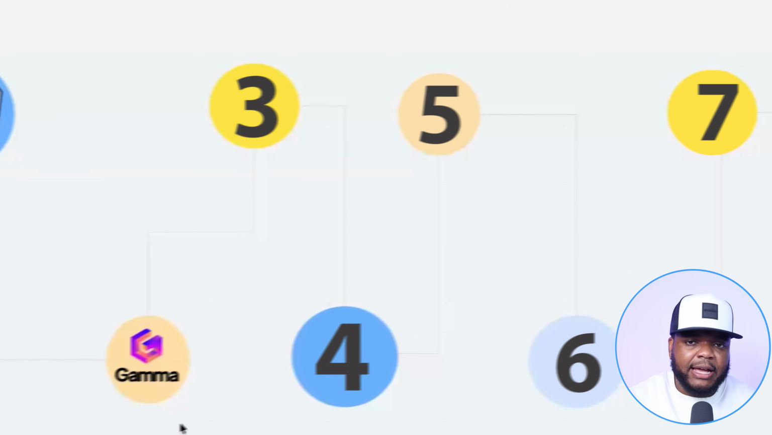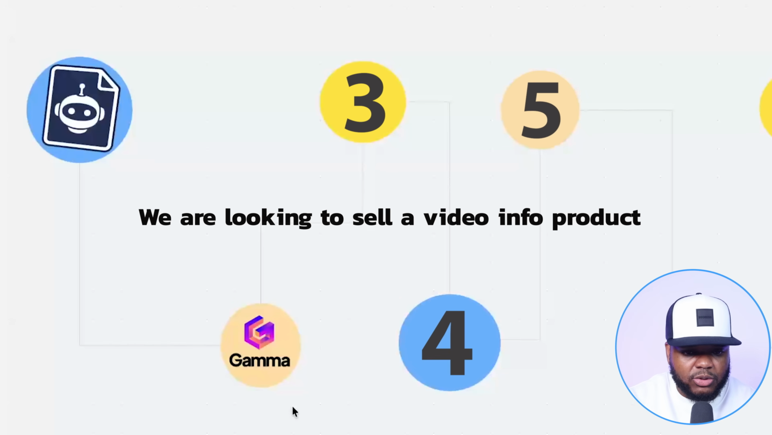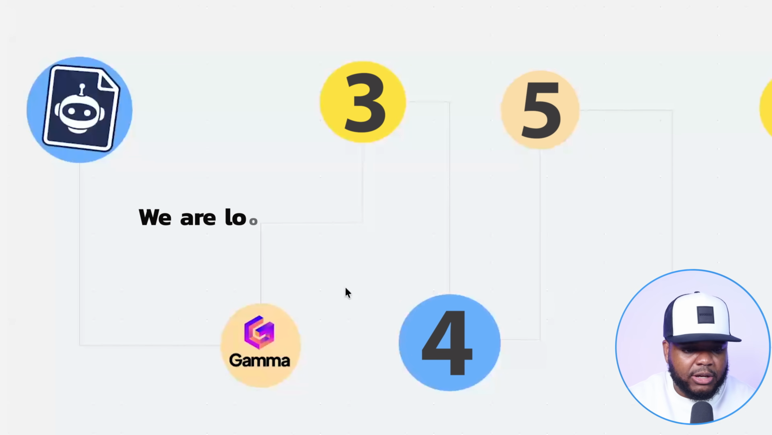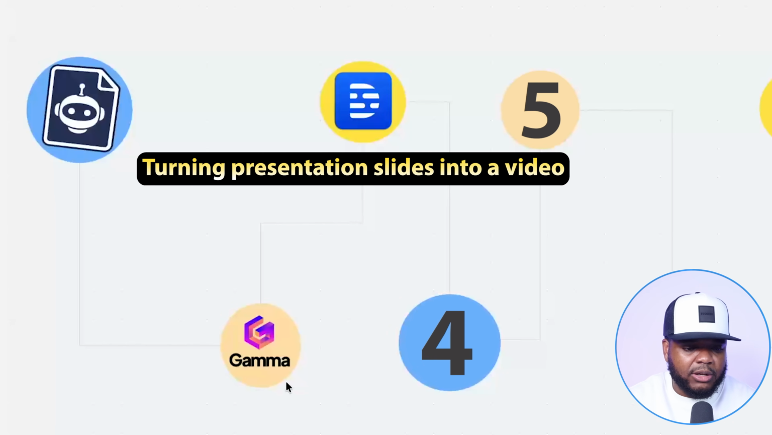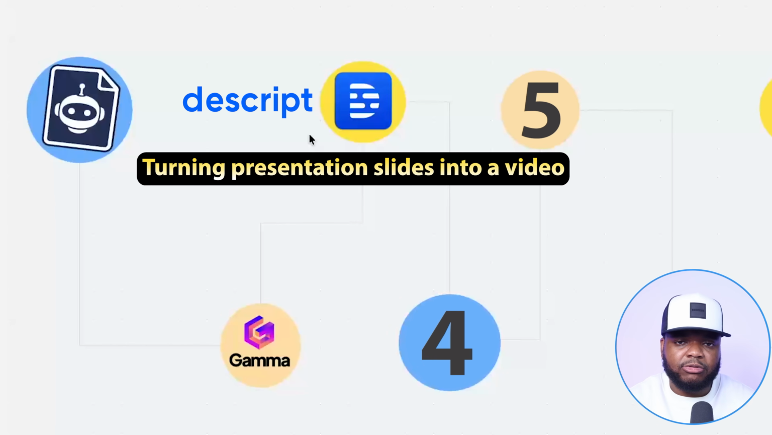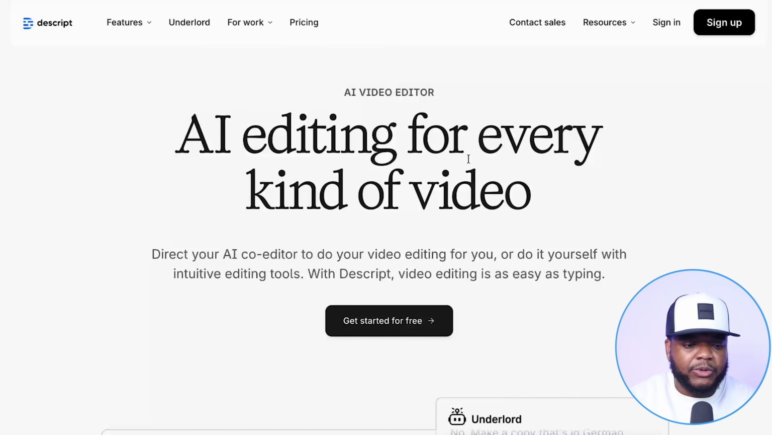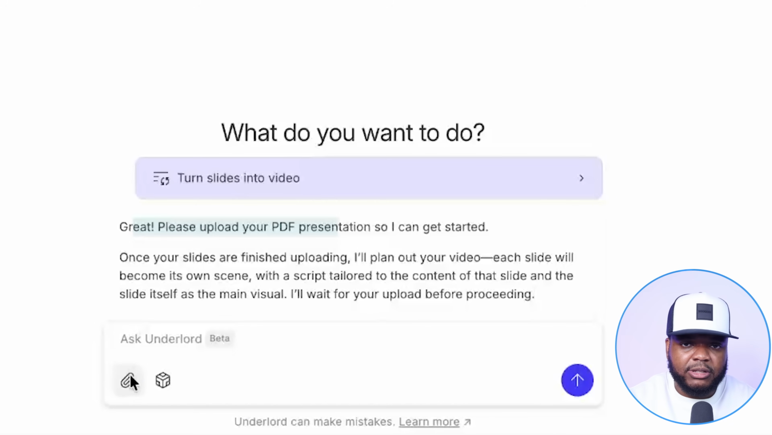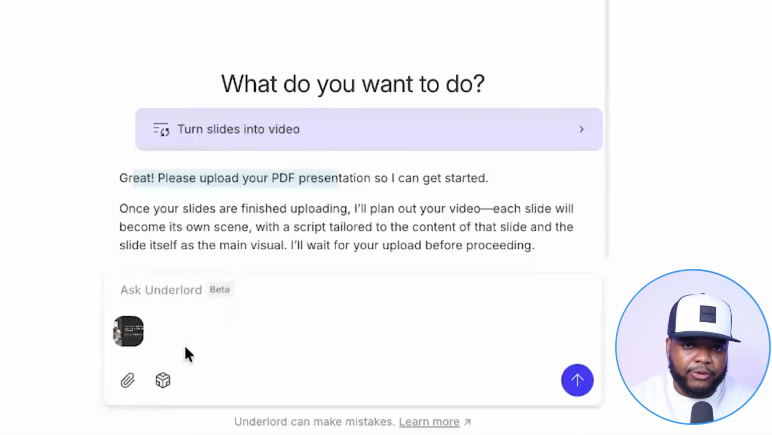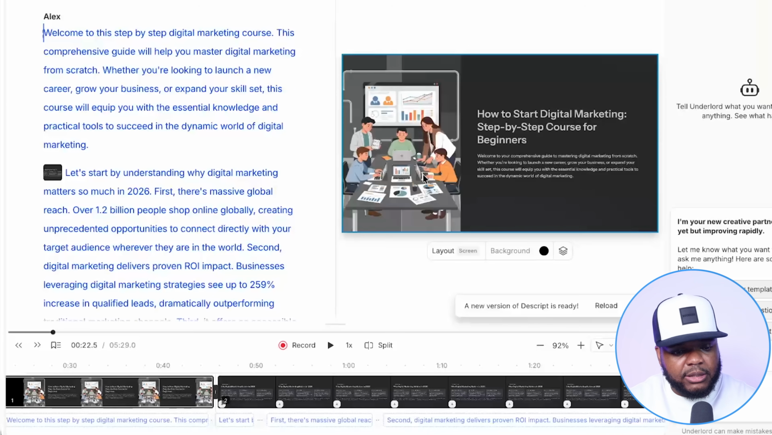But you're not going to leave it like that because remember, we are looking to sell a video info product. So the tool that I found to be really good at the time of me making this video, when it comes to turning presentation slides into a video, is going to be Descript. Now, I'm not going to spend too much time on how Descript works. You're basically going to sign up. You're going to be able to drag and drop your PowerPoint presentation. I think I said PDF before, but it's going to be a PowerPoint presentation that you're going to export from Gamma. You're going to drag and drop it into Descript.